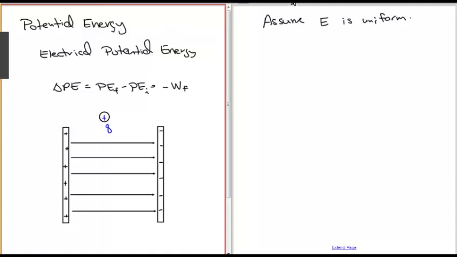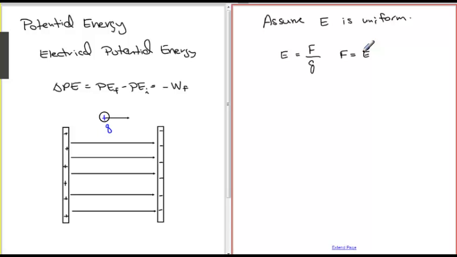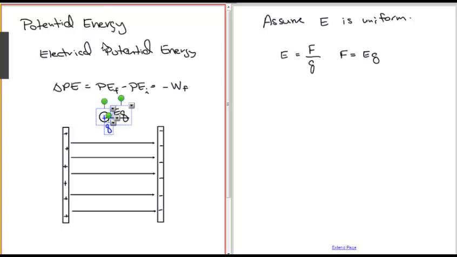And there is an electric field that's pushing this. So there's a force that's pushing this. And if you remember, the electric field is equal to the force per unit charge. So the force is equal to the electric field times the charge. And since the electric field is constant between these two plates, the force acting on this particle is going to be the value of the electric field times the value of the charge. And it's going to push it to the right.